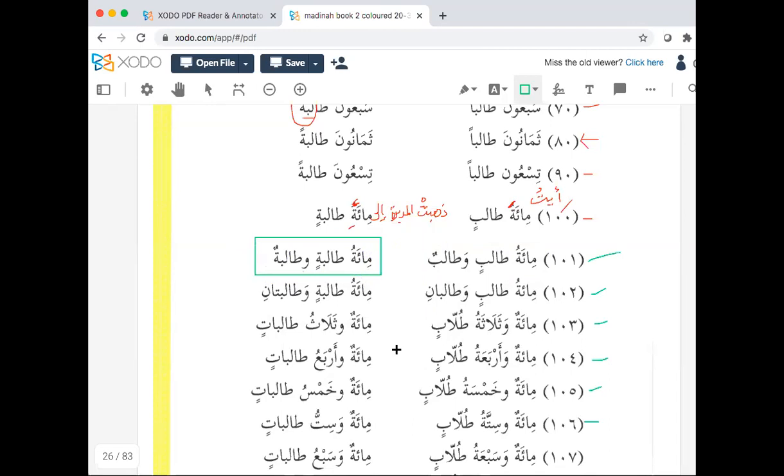طيب. تفضل أخي. 100 طالب وطالبان 100 طالبة وطالبتان بارك الله فيك. 100 طالب وطالبان. 100 students plus 2. 100 طالبة وطالبتان. 102 students. This one is masculine, that one's feminine. تفضل يا أخي الكريم.